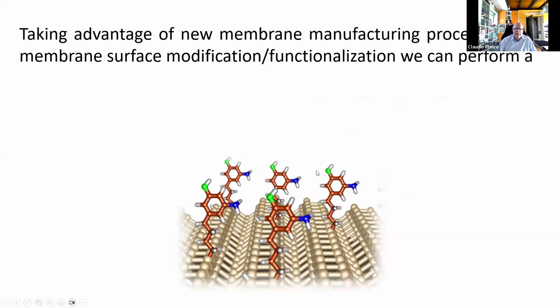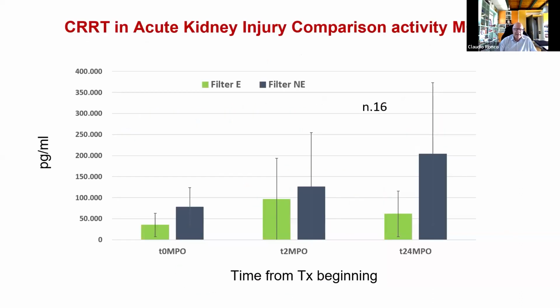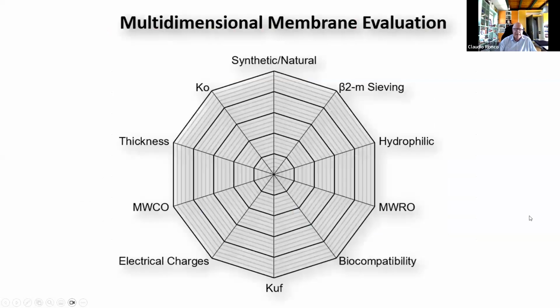In this case, taking advantage of this membrane, we can provide a kind of antioxidant CRRT. And this is something we're studying right now. The preliminary experiment shows a significant limitation in generation of reactive oxygen species compared to standard membrane without any vitamin E binding. So today, there is a multidimensional membrane evaluation that includes material, the sieving, hydrophilic, hydrophobic compounds, retention onset, biocompatibility, permeability to water, electrical charges, cutoff, thickness, and permeability diffusion coefficient.